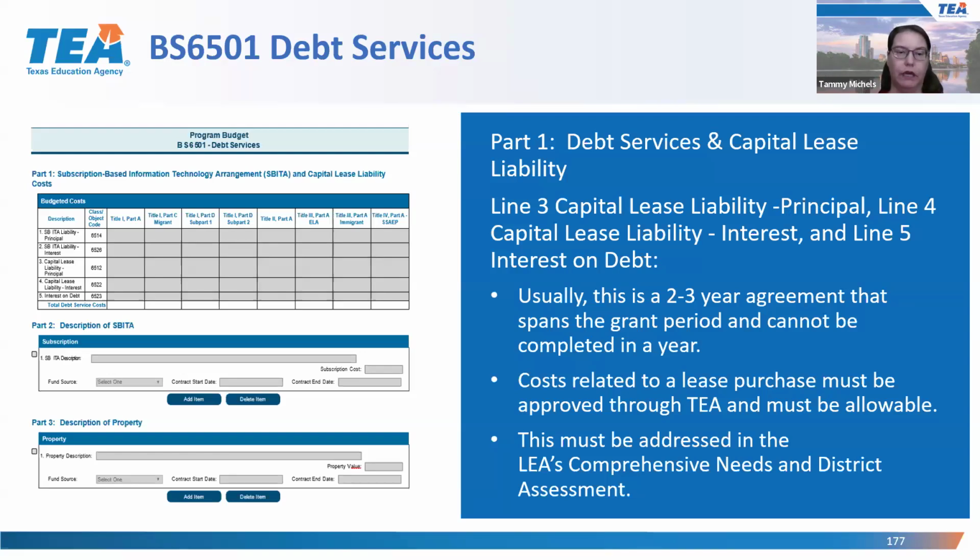And then in part 3, we're jumping back to capital lease liability. If funds are budgeted for capital lease liability, we'll budget the entire cost under the property value line and complete the following. We'll describe the property and document the fund source the item is being budgeted under. We'll enter the entire cost of the property for the full length of the agreement, and then we'll document the entire contract period.